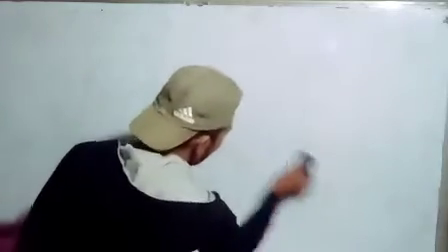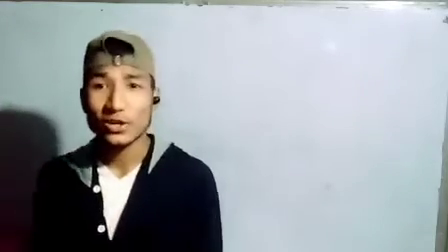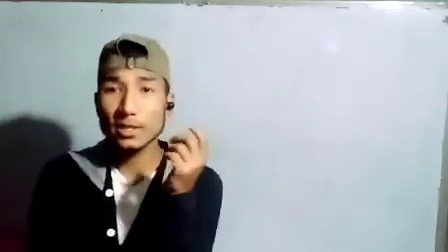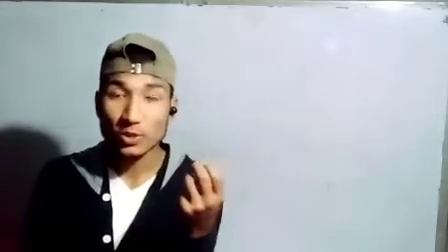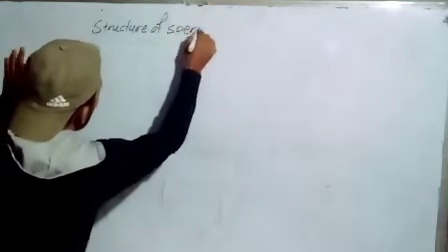And after this sequence, we will discuss the structure of sperm. And after the structure of sperm, we will discuss the structure of ovum. In the structure of sperm, the sperm is elongated in shape and it has a long tail and a small head also. So we'll discuss this in this video: structure of sperm.